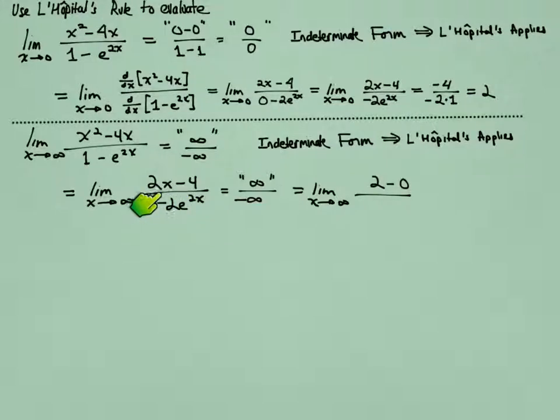I differentiate 2x minus 4. That gives me 2 minus 0. And I'm going to differentiate the exponential again. That will give me another factor of 2. And I'll get minus 4e^(2x).